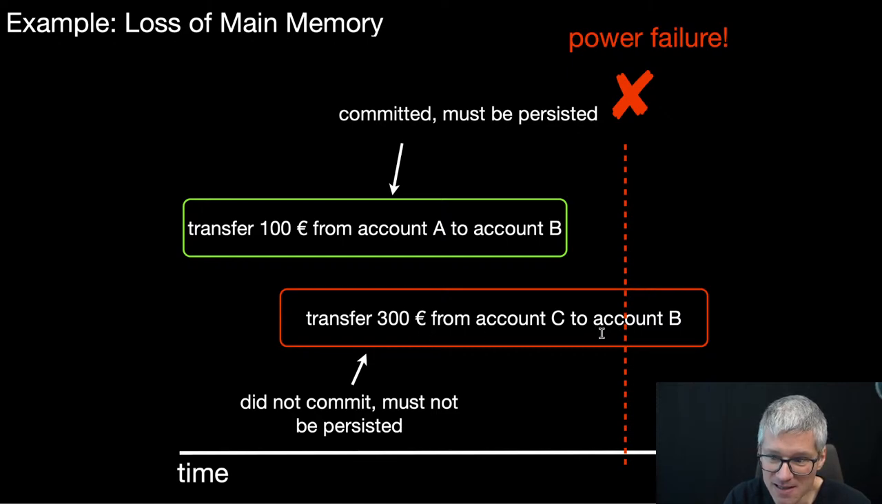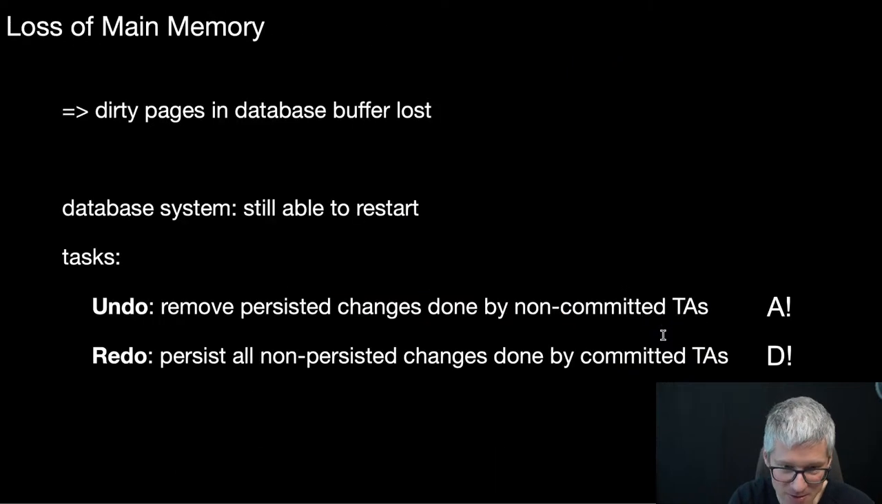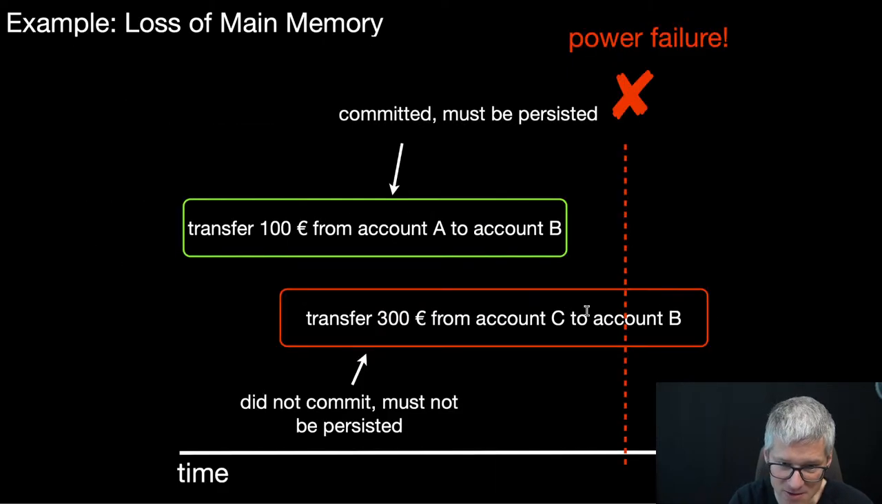And here we are in the undo world, as mentioned on the previous slide. So again, that's a loser transaction, a non-committed transaction. The crash happened in mid-flight. And if this transaction did anything to the store, we must remove those changes. That's guaranteeing ACID.